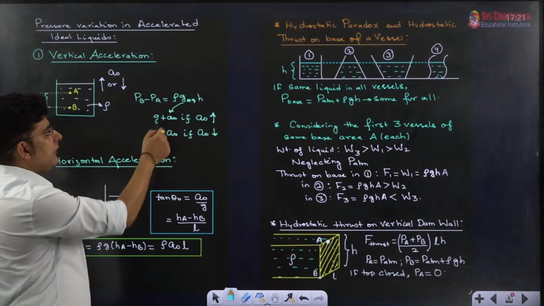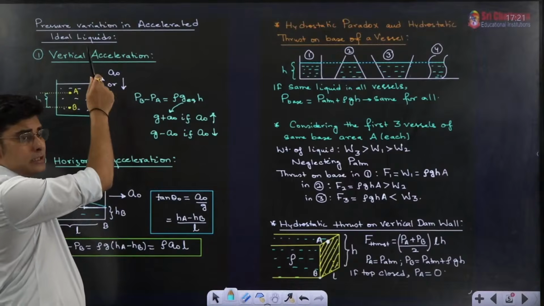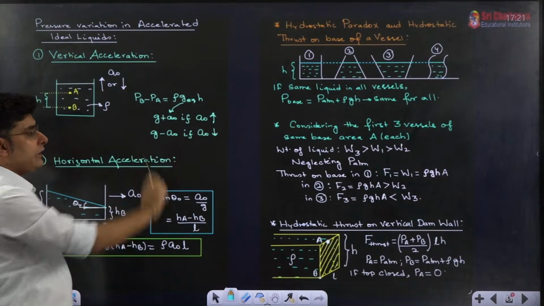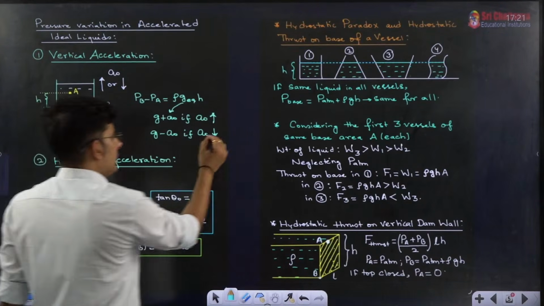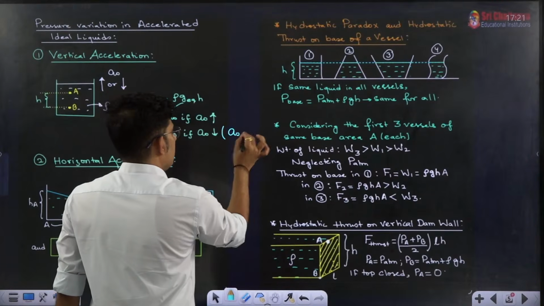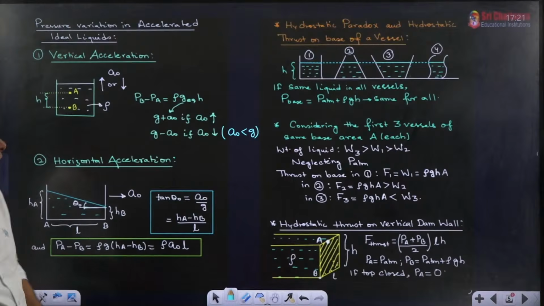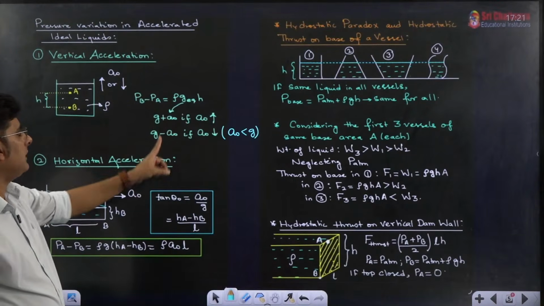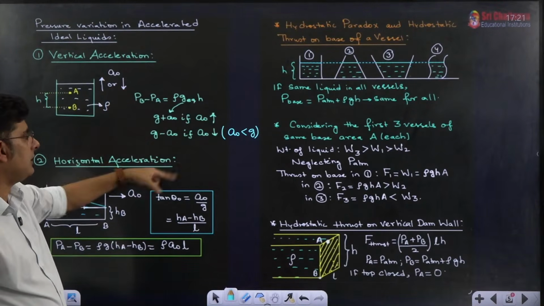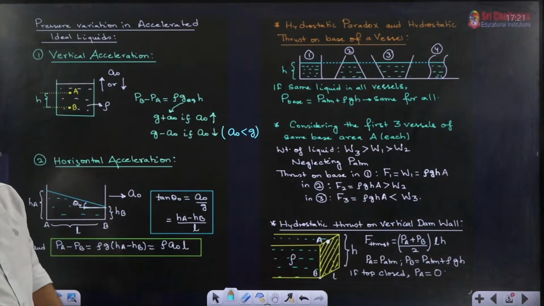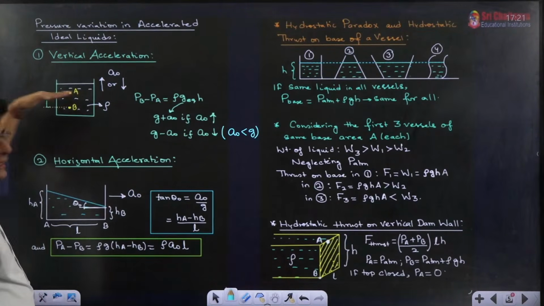law, G equivalent is G plus A naught if the acceleration is upward and G minus A naught if the acceleration is downward. Mind it, this condition, A naught should be less than G if it is accelerating downwards, otherwise the liquid will leave contact with the vessel. Okay, so G plus A naught if it is accelerating upwards, G minus A naught if the vessel is accelerating downwards, and the level will be flat only.